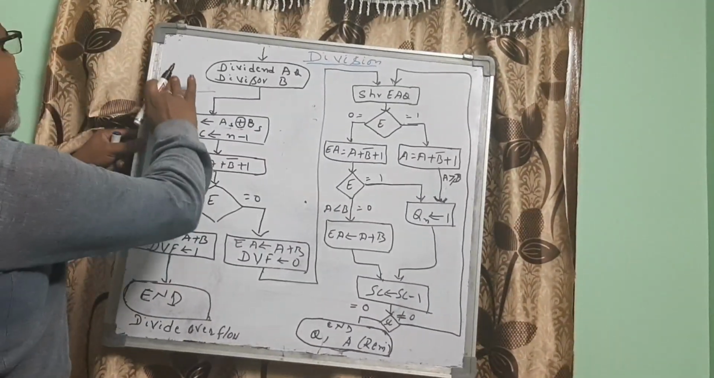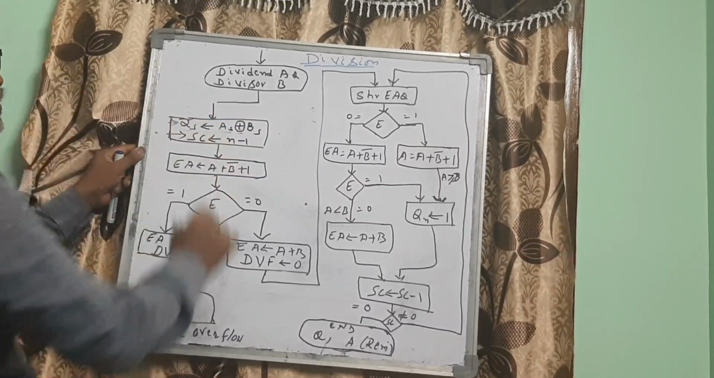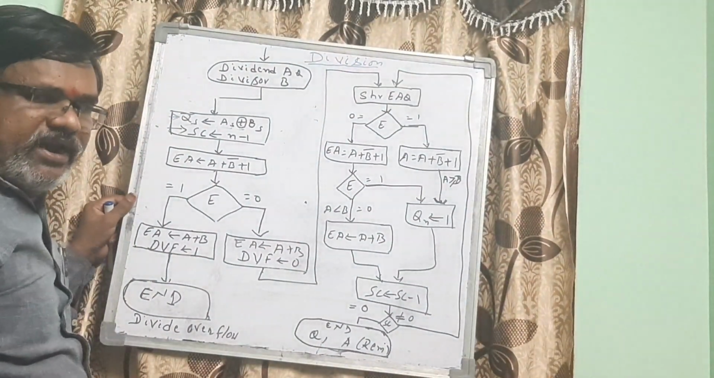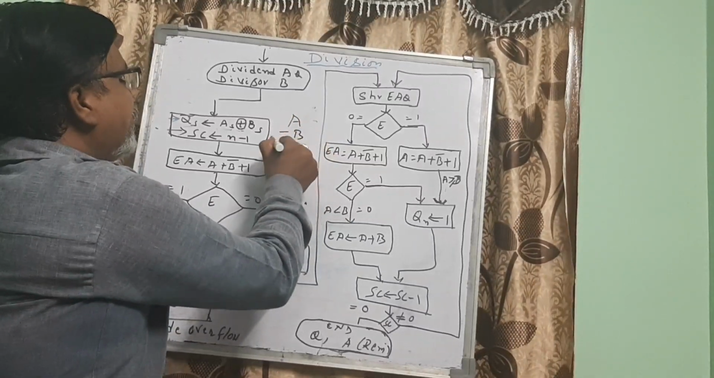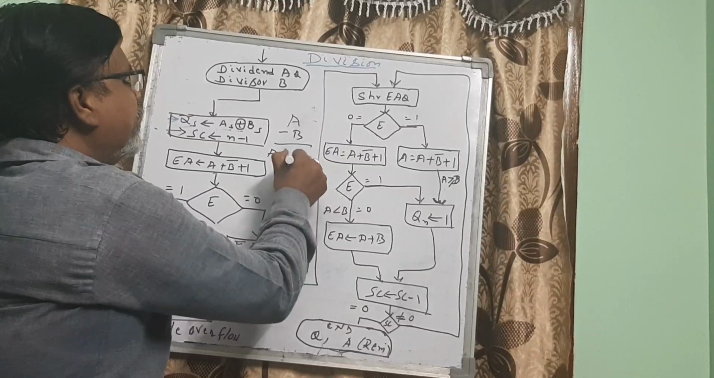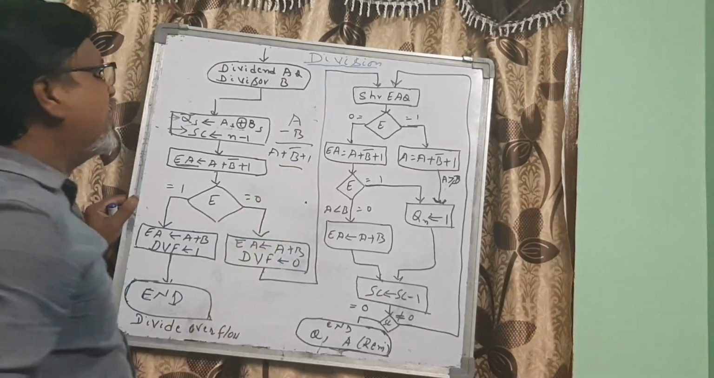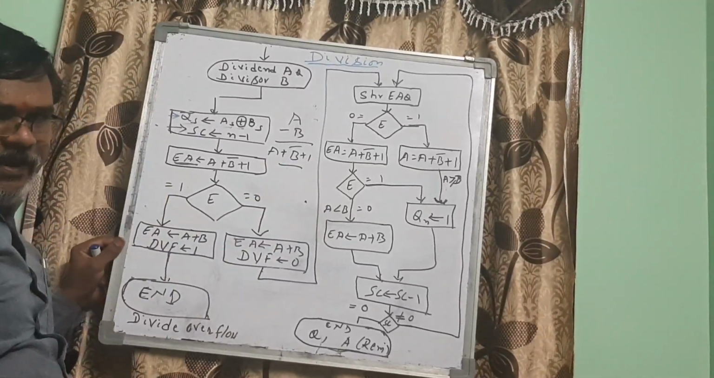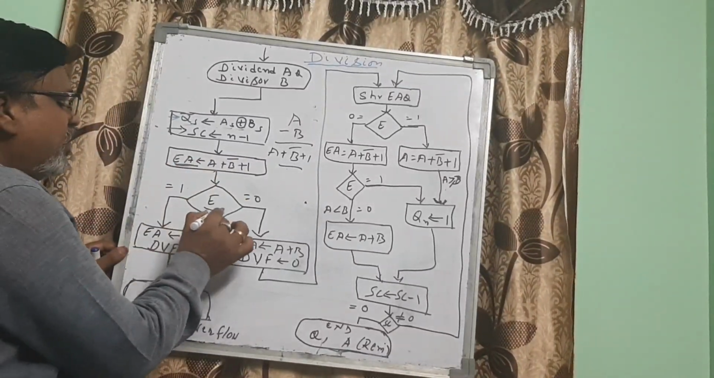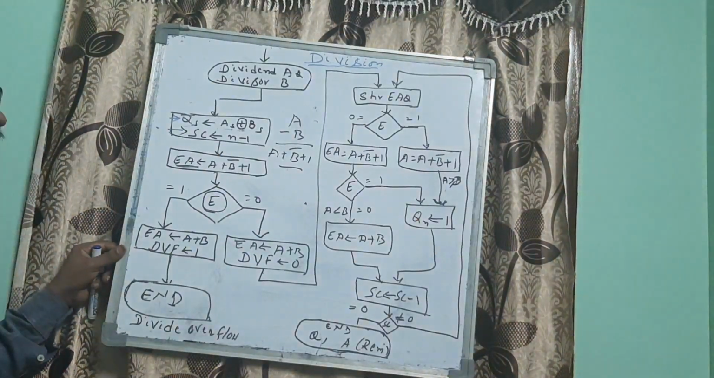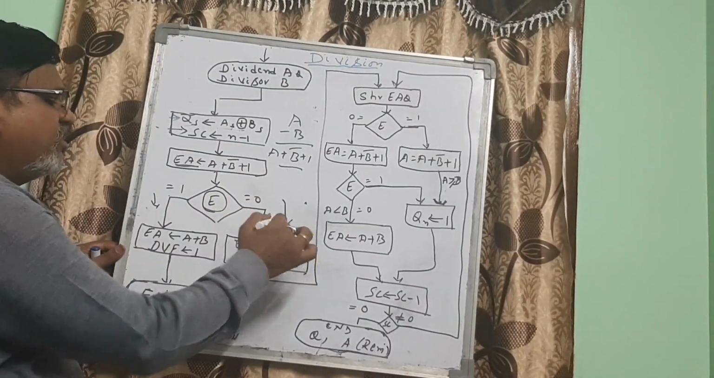Initially, as I told you, this division operation is performed using subtraction. Subtraction means A minus B. But how is the subtraction performed? A minus B is performed as A plus B bar plus 1. That's why initially we find A plus B bar plus 1 in EA, where E is the end carry. Now after performing this addition, we check the position of E. If E is 1, we come down. If E is 0, we do this.